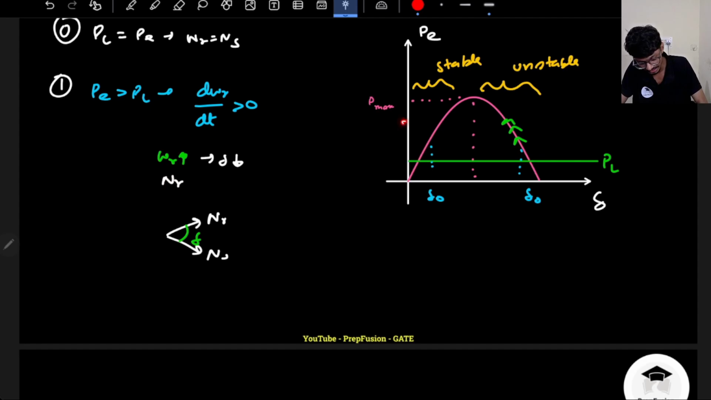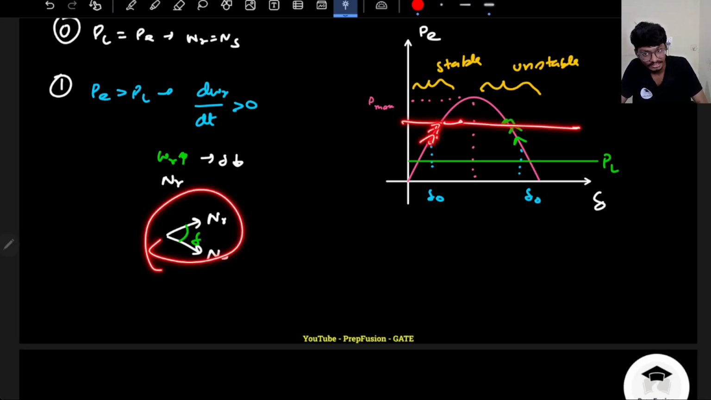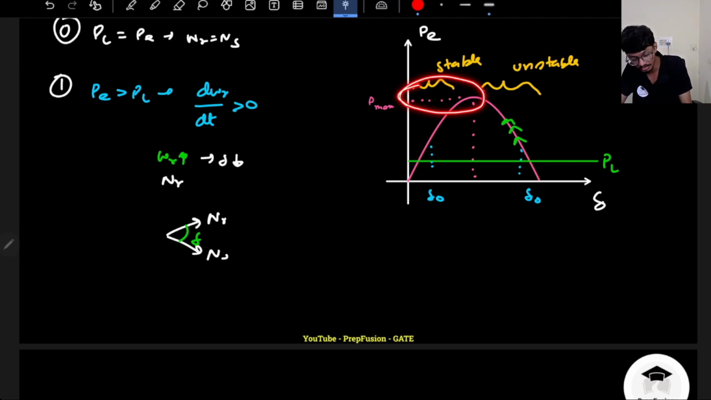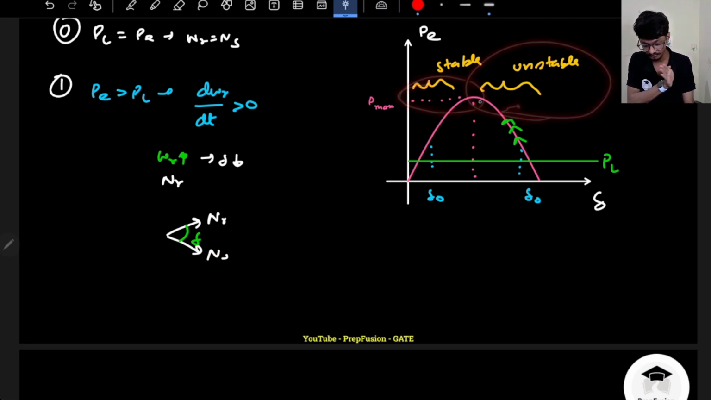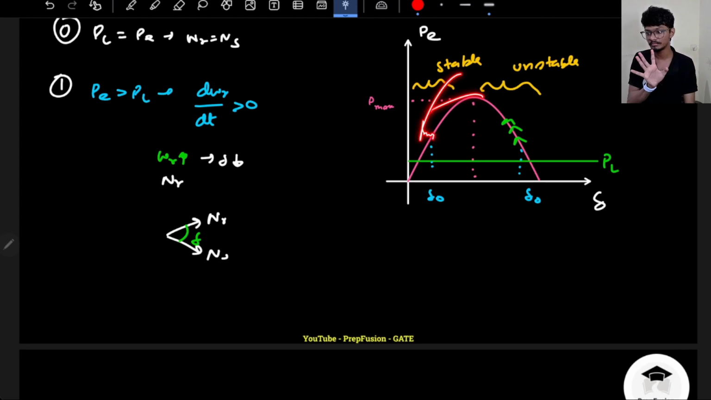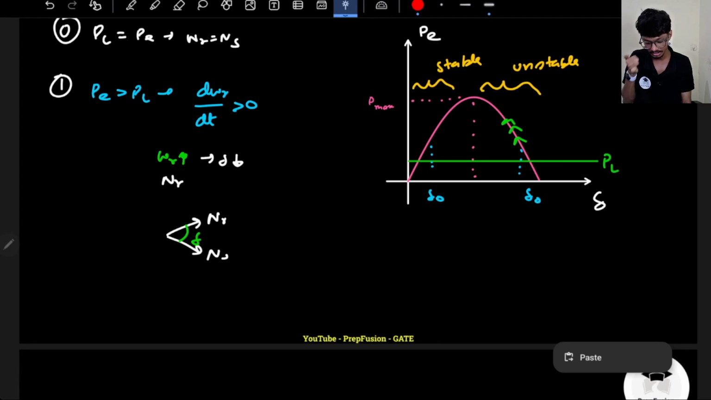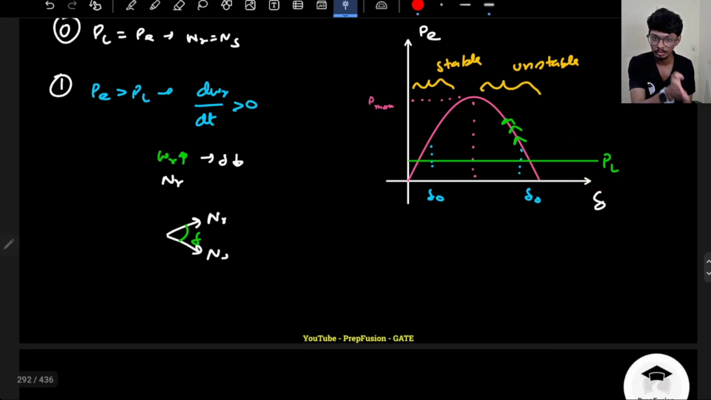Same thing, if I suddenly increase the load, my PE is less than PL, that means NR is reducing. If NR is reducing, my delta will again increase. So I will try to reach the stable point. That's why this particular region is called the stable region and this particular region is called the unstable region. So the further on the left hand side I am, that is good for me. The lower the delta, that is good. But of course I cannot decrease my delta too much because I have to provide output power. So that is a conundrum.